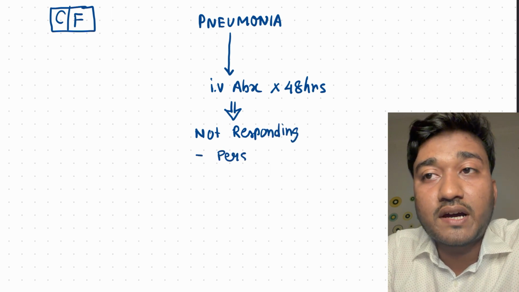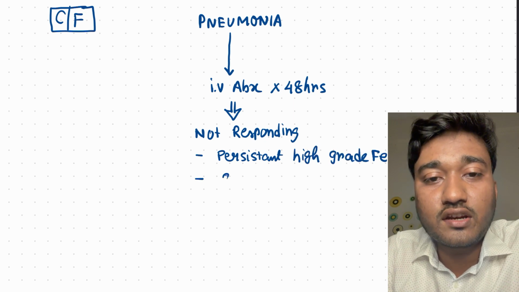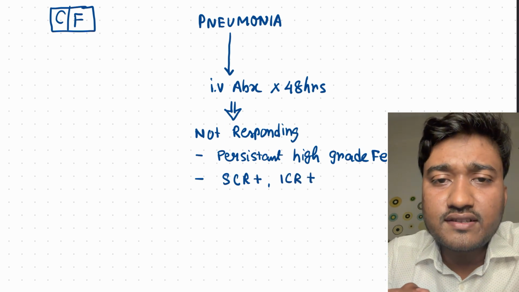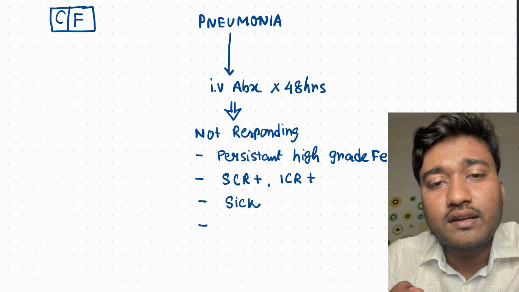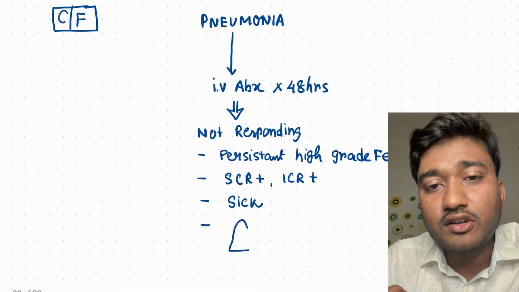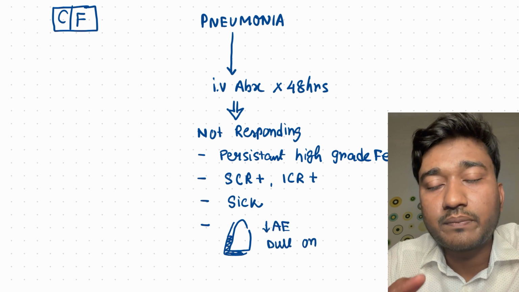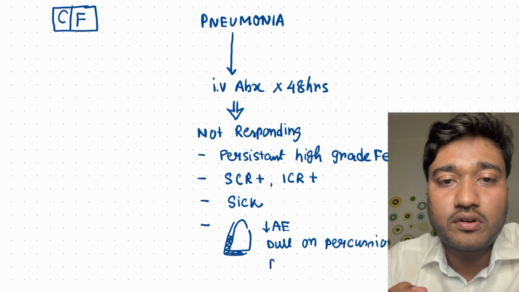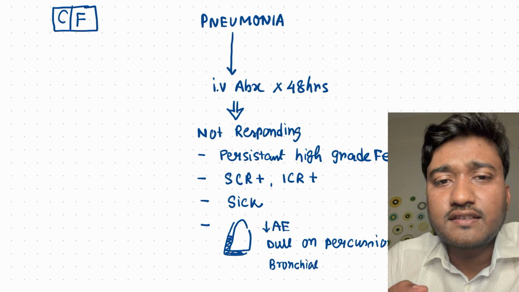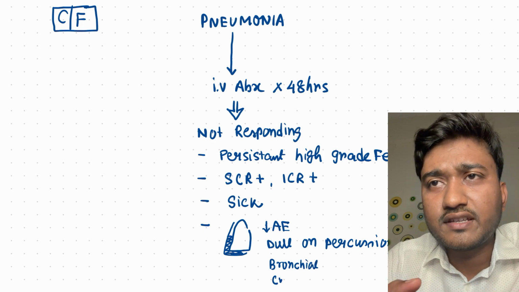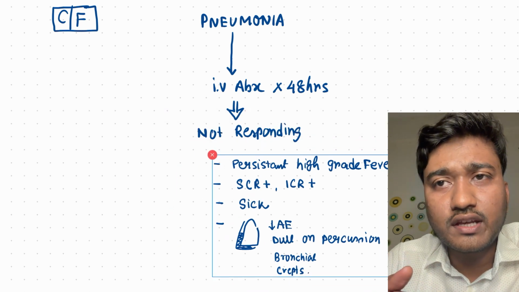So that means there is persistent high grade fever. There is still respiratory distress in the form of subcostal and intercostal retraction, and the child is sick. On examination, you will find reduced air entry on the side of the pneumonia, the side of the empyema, along with a dull note on percussion, and on auscultation you will get bronchial breath sounds and crepitations. This suggests that, as the patient is very sick, some complication of the pneumonia has probably already happened.